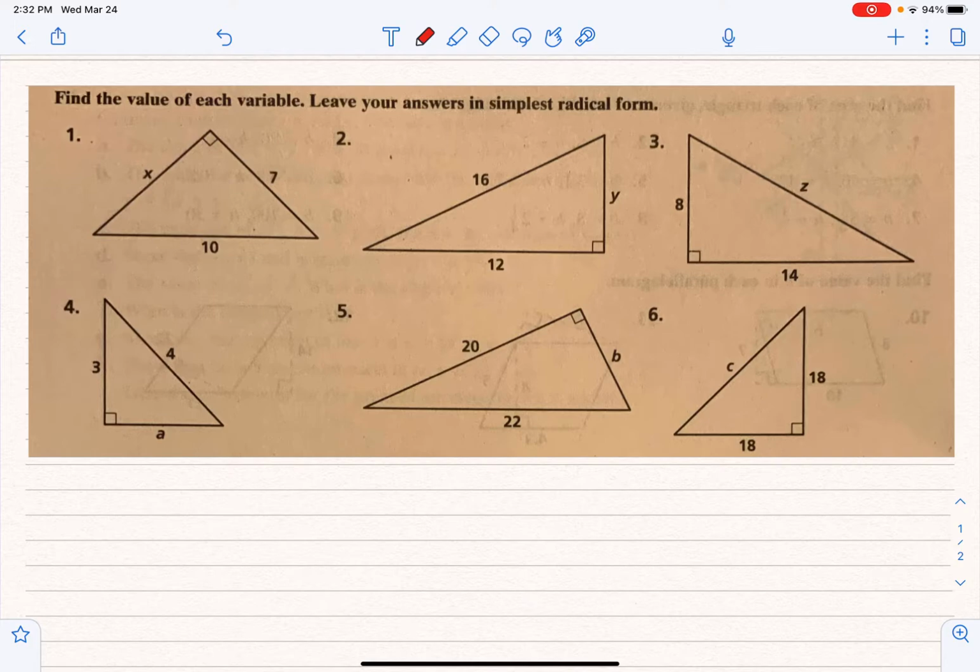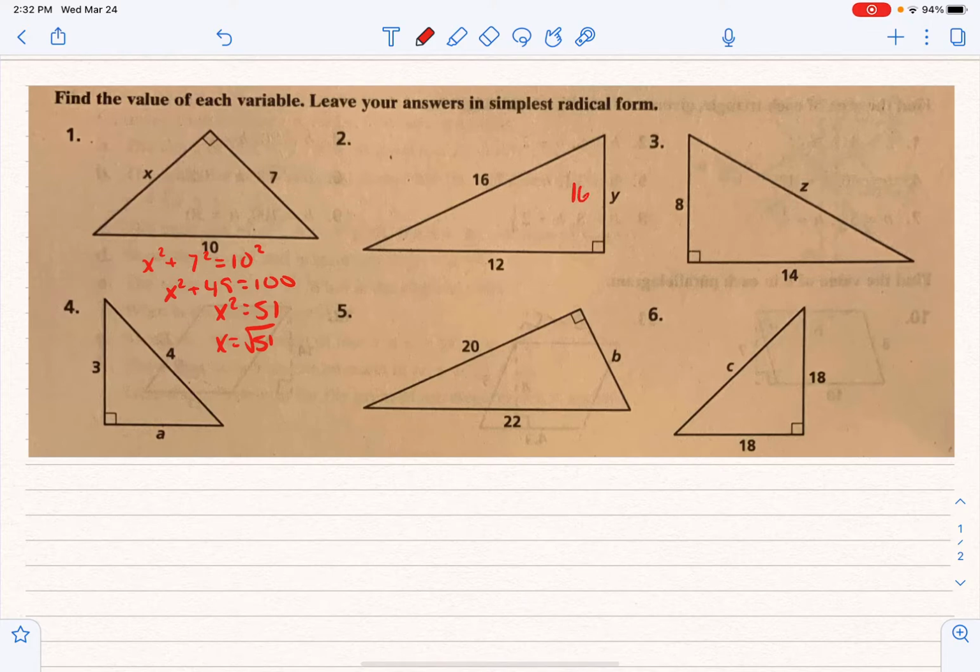So in this first one, you can see that 10 is the hypotenuse. So that would be the one that's all by itself. So you would have x squared plus 7 squared is equal to 10 squared. If we fast track this a little bit, that would be x squared plus 49 is equal to 100. If we subtract the 49, we get x squared is 51, so therefore x is the square root of 51.